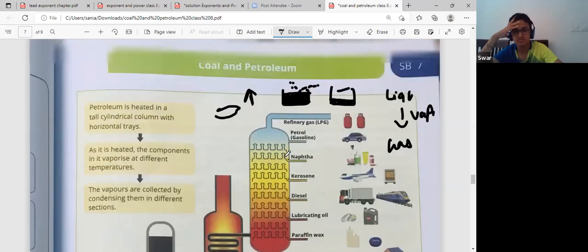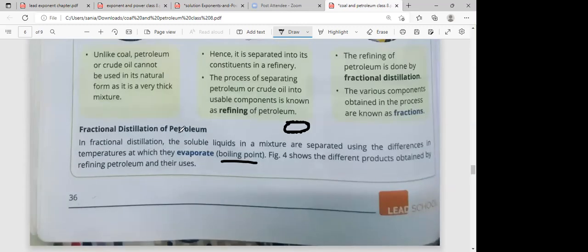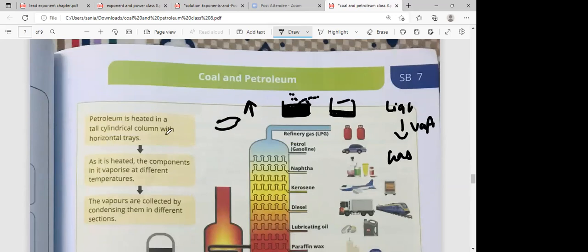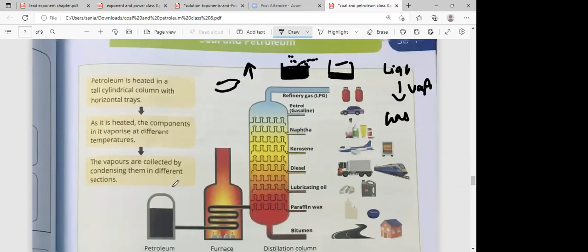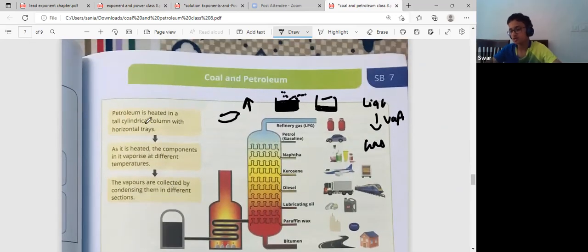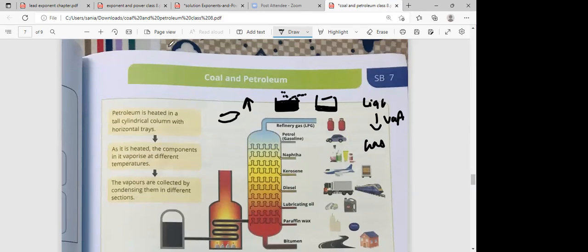So what you will write: you will write fractional distillation of petroleum and these three points. Ma'am, I don't have to write the above paragraph? No, not literally.